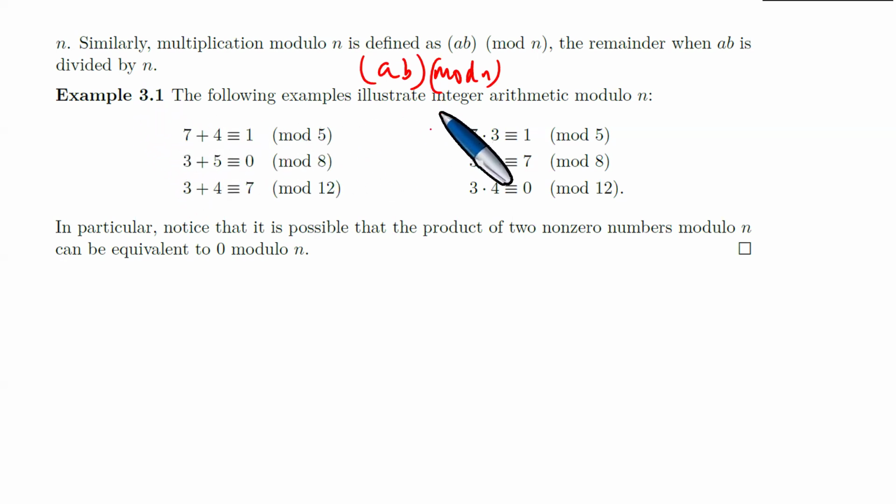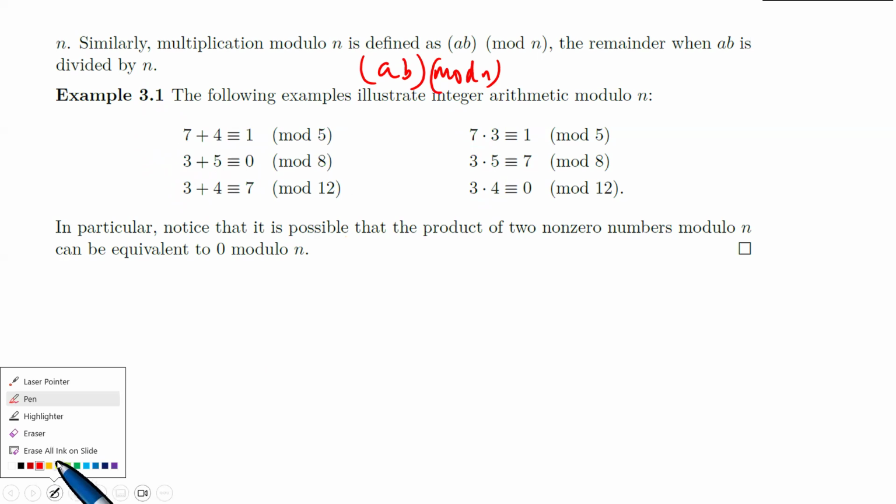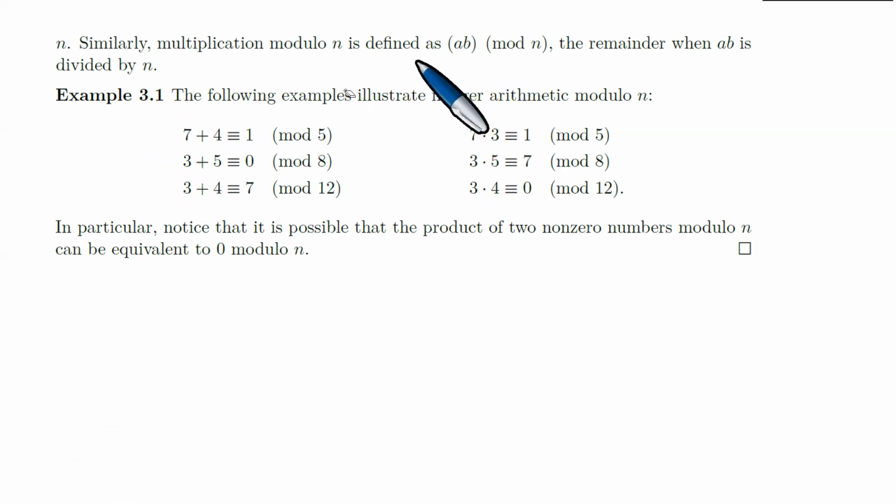The following examples illustrate integer arithmetic modulo n. Let's just recap on some arithmetic in the textbook here. Like, what is 7 plus 4 modulo n? Why is the author of the book saying modulo n? Because you can see it's modulo 5 here, it's modulo 8, modulo 12. So obviously the n changes from one example to the next. But now, obviously, we know that 7 plus 4 is actually 11.